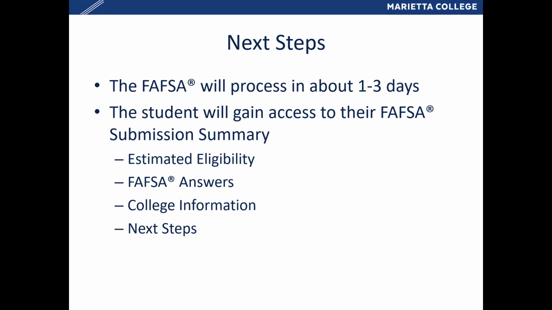So next steps. We're finally done with the FAFSA form. The form will process in about 1 to 3 days, and the student will gain access to their FAFSA submission summary, which details their estimated eligibility, the answers they provided on their form, and more information about the colleges they selected, and next steps. So that could look like, if the student had made a mistake on their FAFSA that needs to be corrected before they're able to receive financial aid packages, that may be indicated on the next step portion of their FAFSA submission summary.